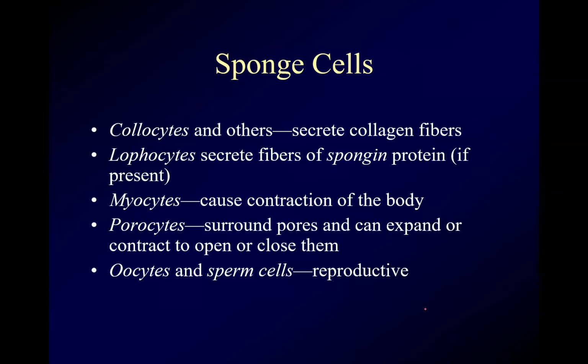The entire body can be capable of contraction, although it's very slow. There are myocytes that can cause the body to contract. Porocytes surround the ostia and the oscula, and those can either expand or contract to open or close the pores. And then finally, sponges reproduce sexually, producing egg cells and sperm cells.